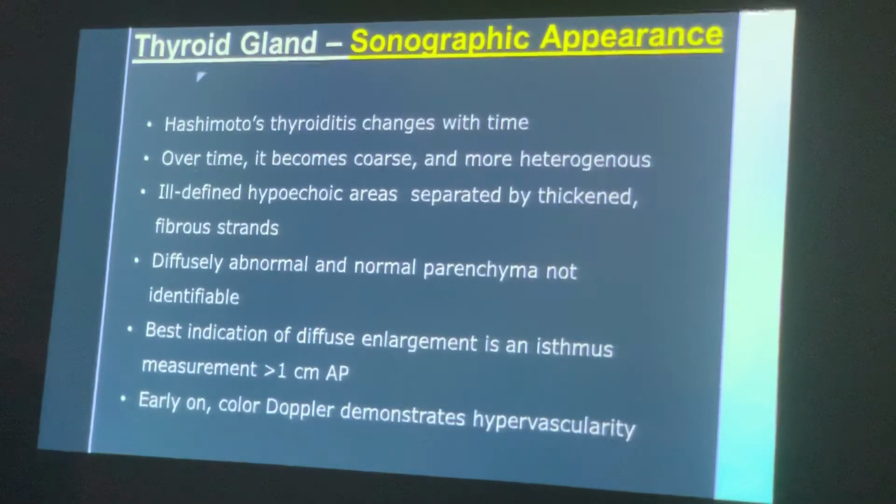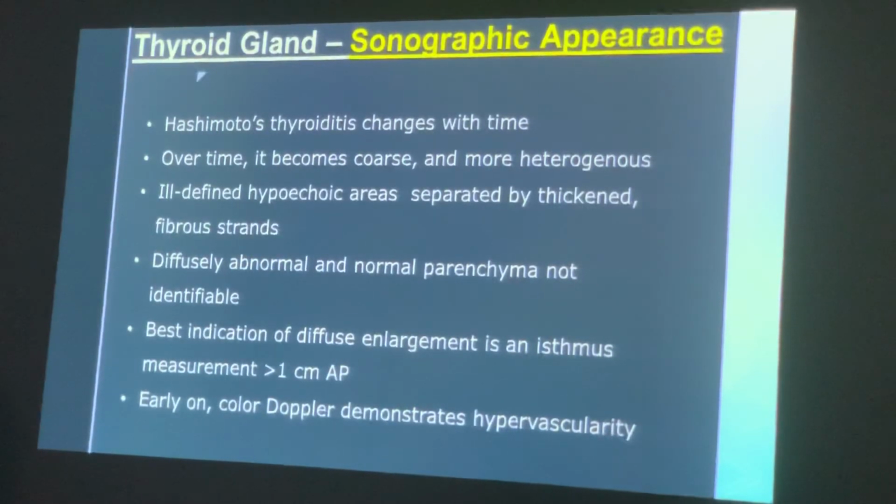It's going to be diffusely abnormal, and the normal parenchyma is not identifiable. A lot of times these things are happening on the actual fibrous capsule of the thyroid and not the thyroid itself. Remember, the capsule is the outside part of it, so these are inflaming the whole fibrous capsule as well. The best indication of diffuse enlargement is at the isthmus. If the isthmus is greater than 1 centimeter in AP diameter, that's going to be associated with some kind of enlarged thyroid.